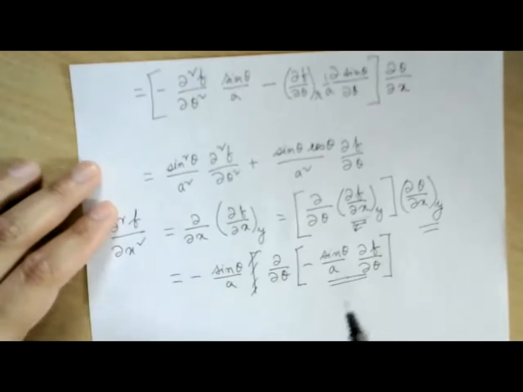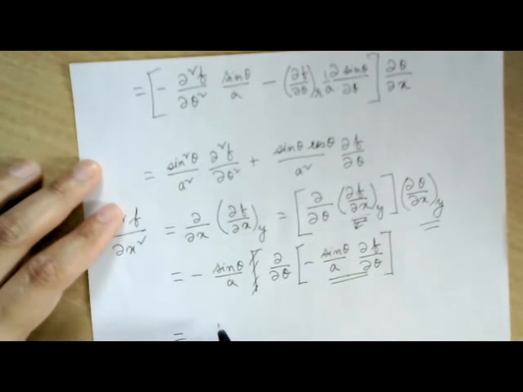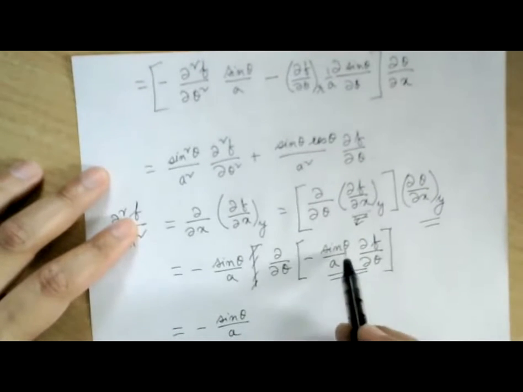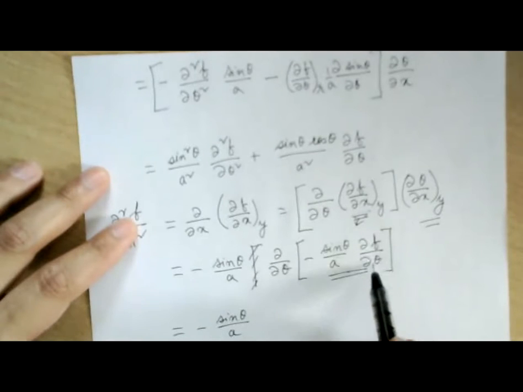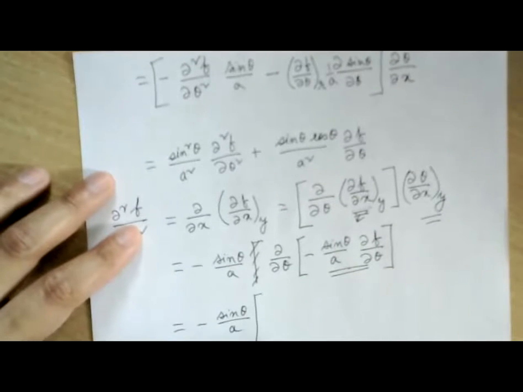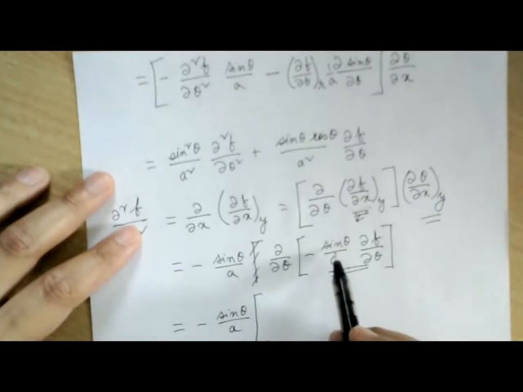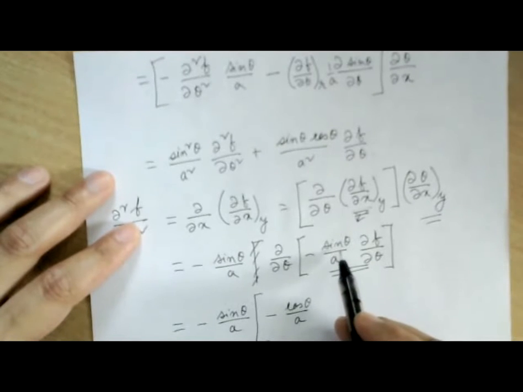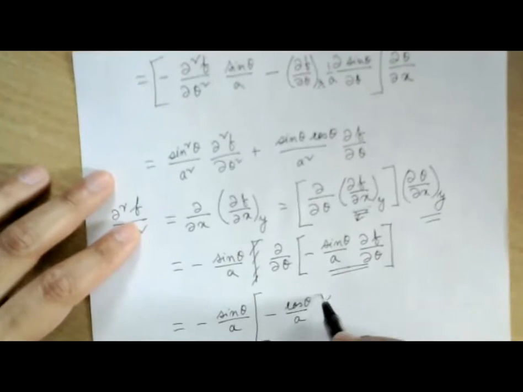Now let us differentiate this. Minus sine theta by a. This is a product of two functions. This is a function of theta, and this is again a function of theta. So let us apply the chain rule, sorry, product rule. So first let us differentiate this. The differentiation of sine theta gives minus cos theta by a. So first you differentiate this and you keep this as constant.